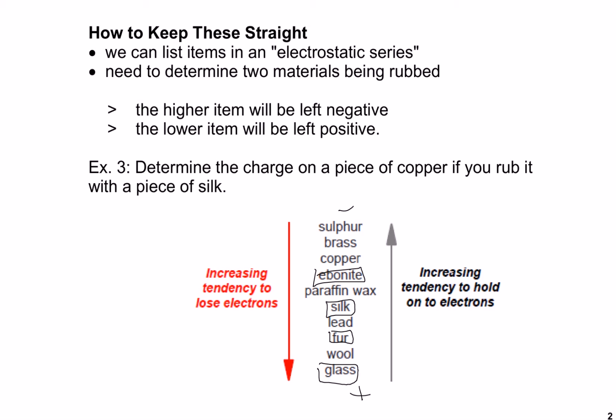So let's look at this chart and figure out what would happen if we rub copper with silk. You can see copper is above silk, so the copper would be the negatively charged one, and the silk would be left positive. So it just gives you an idea of how you can use friction to create a charge separation on one object and leave the other one as positive or negative.